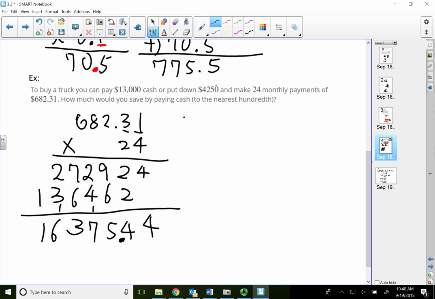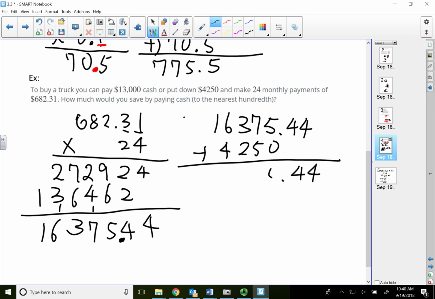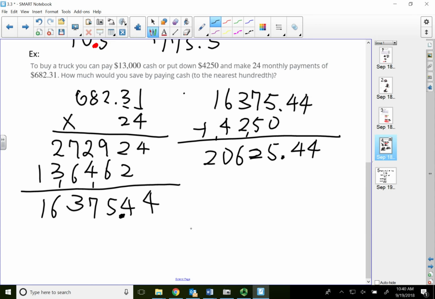But then I also put $4,250 down at the very beginning before I ever made the first payment. So let's add that back, so I know exactly the total amount of money I will end up paying. Let's line this up. 4,250. If I add it back, that's 5, 12, 6, 10, 2. I end up paying a total of $20,625.44. So how much money would I save?